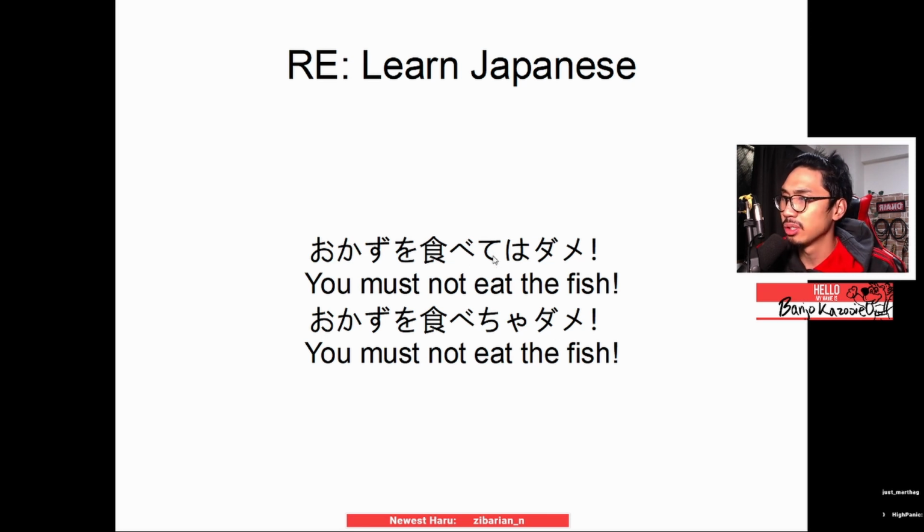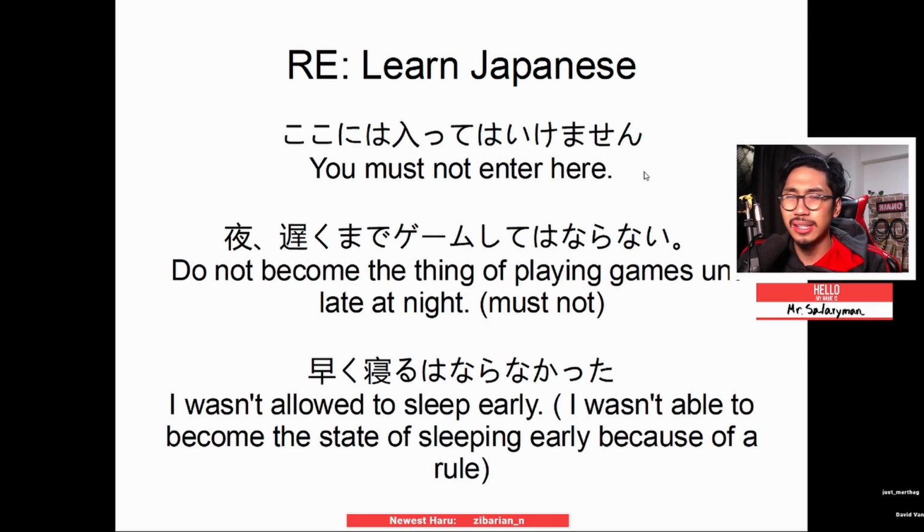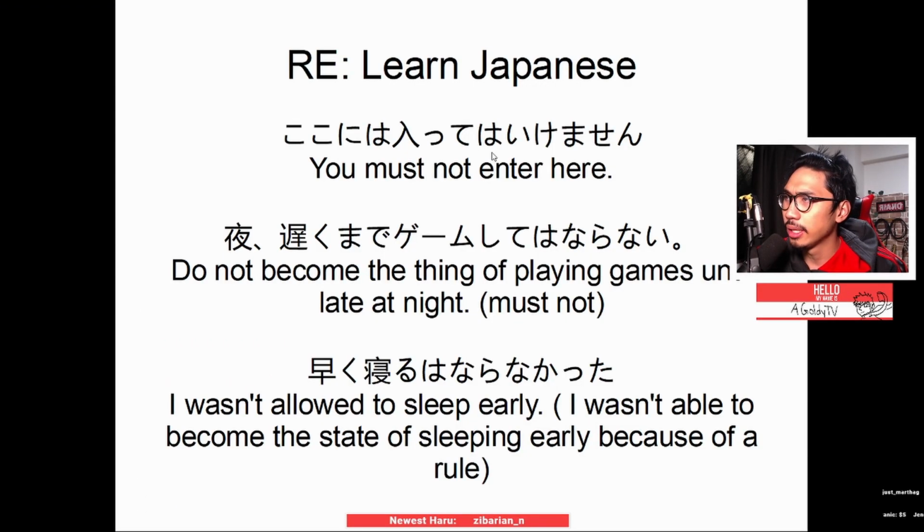But anyway, you put it into the te form, add some wa, and put NG at the end. You can put ikemasen, naranai, or dame, some form of NG, when it comes to saying have to or must not do in Japanese. So koko ni wa haite wa ikemasen. You must not enter here. Entering here, NG. Yoru osoku made geimu shite wa naranai. Playing games, do not become the thing of playing games until late at night. Must not. NG.